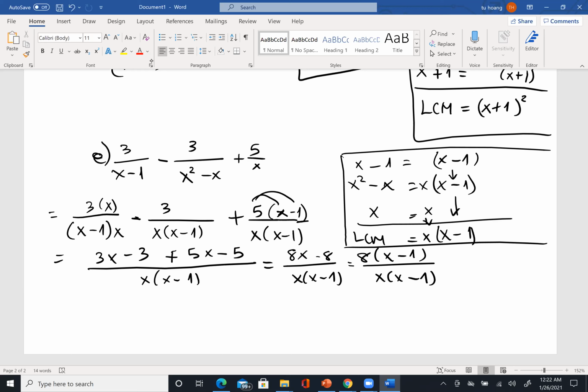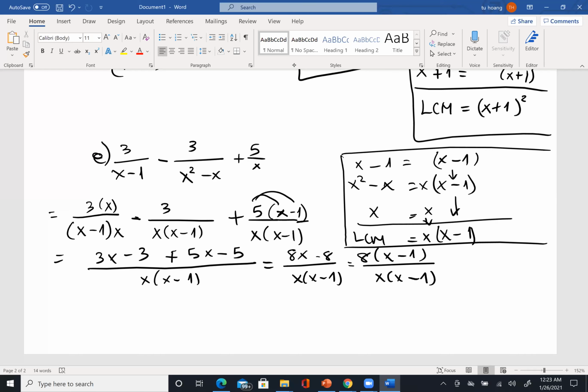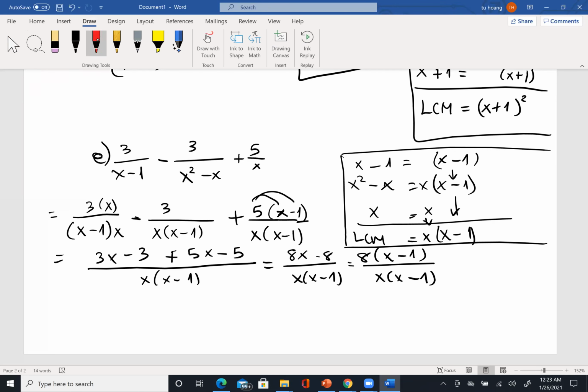Did I miss anything? Let me make sure. And lastly, you can just cancel the same factor, which will just give you 8 over x. Okay, so that should be it.